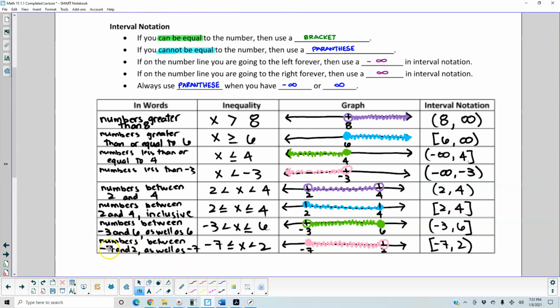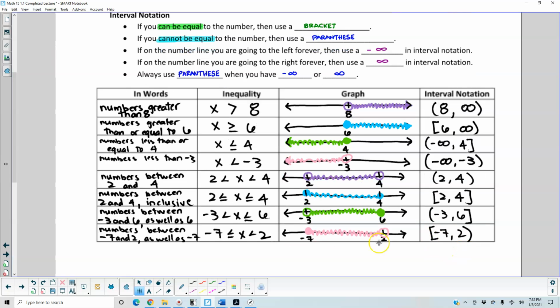The numbers between negative 7 and 2, as well as negative 7. So that means x is between negative 7, including negative 7, and 2. So negative 7 has a closed circle. Positive 2 has an open circle and all the numbers in between. So we have a bracket, negative 7, comma 2.